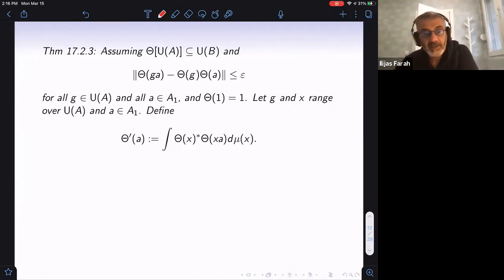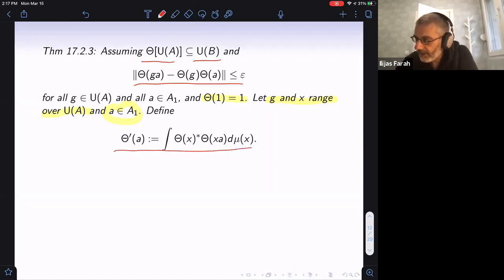So here I just have repeated the assumptions of the theorem. We have that theta sends the unitary group into the unitary group, and here is the approximate homomorphism assumption. Oh yes, I should say this: G and X will always stand for unitaries. So whenever I write G or X, it means I have a unitary, and A is something in the unit ball. And also we have this assumption that theta sends unit into unit, and here is theta prime, which I just defined.